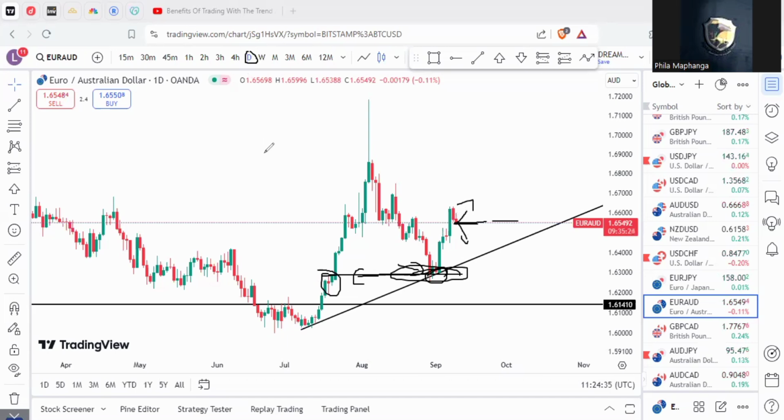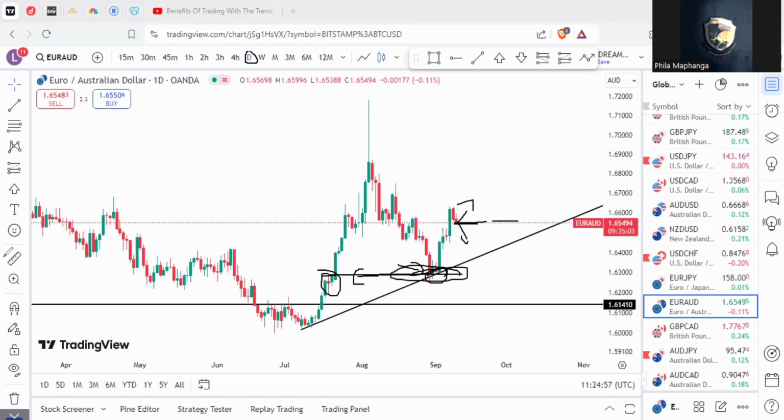I've said this before. If you don't have a strategy, please go and learn how to trade using continuation patterns. And you can also trade continuation patterns on daily time frame.